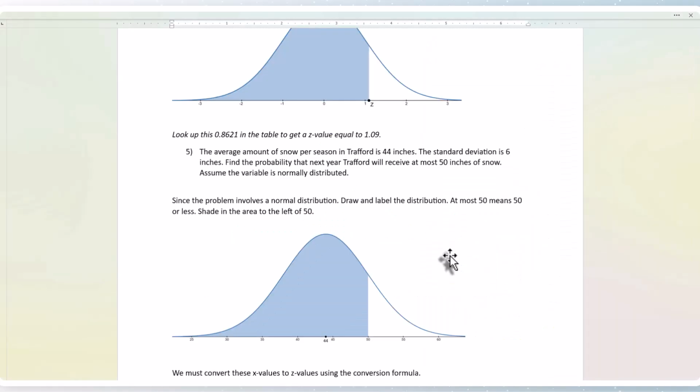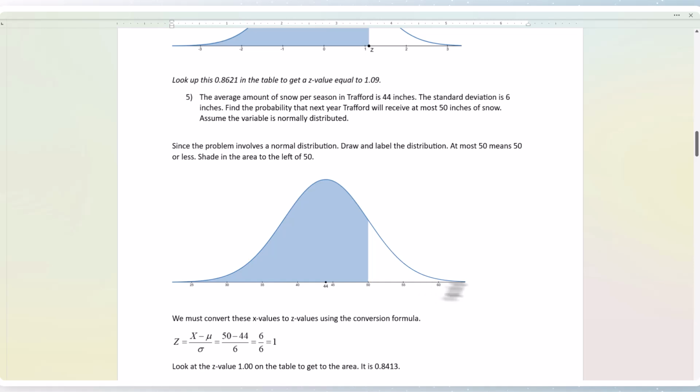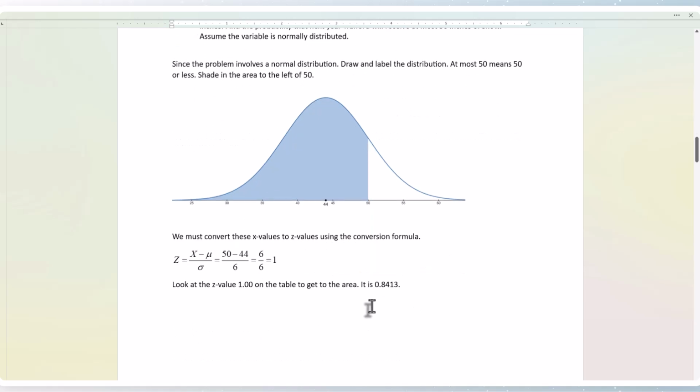Number 5 says the average amount of snow per season in Trafford is 44 inches. The standard deviation is 6 inches. Find the probability that next year Trafford will receive at most 50 inches of snow. Assume the variable is normally distributed. So we have a normally shaped distribution. The average is 44. At most 50 means 50 or less. So we shade the area to the left of 50.